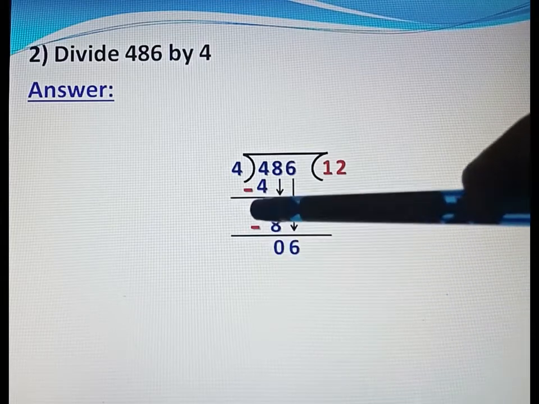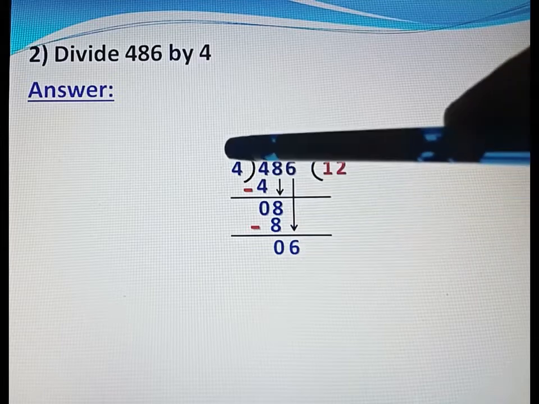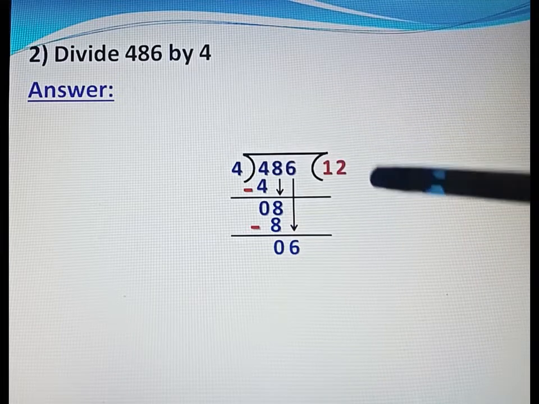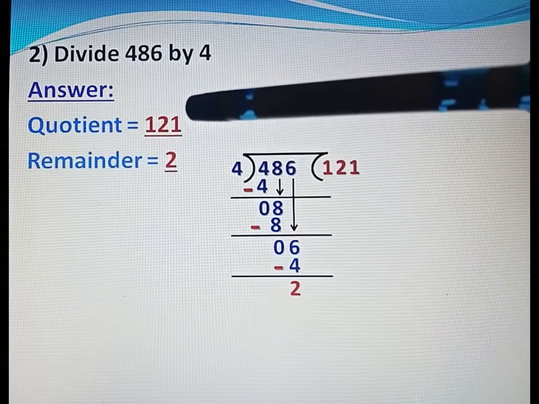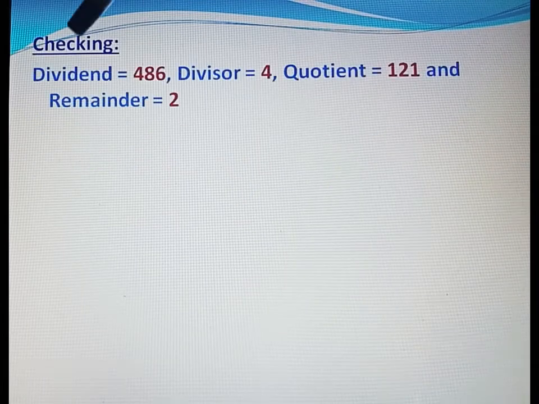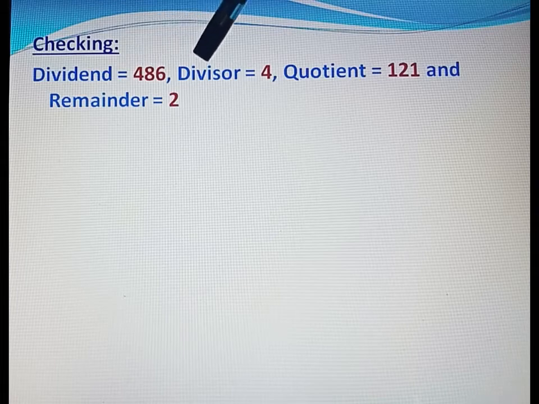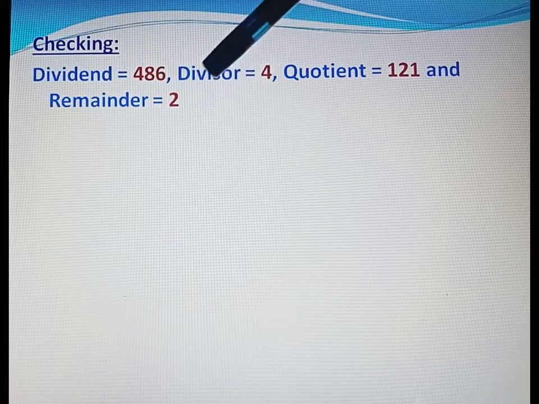Now we will multiply again so that it is equal to 6 or less than 6. It should not be greater than 6. Multiply 4 by 1. 4 1 ja 4, and then we will do subtraction. 6 minus 4 2. Hence quotient equal 121 and remainder equal 2. And then we will check our answer. Here dividend equal 486, divisor equal 4, quotient equal 121, and remainder equal 2.